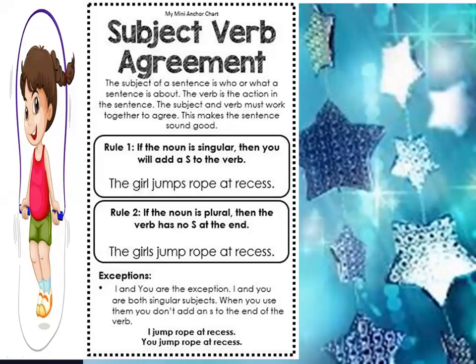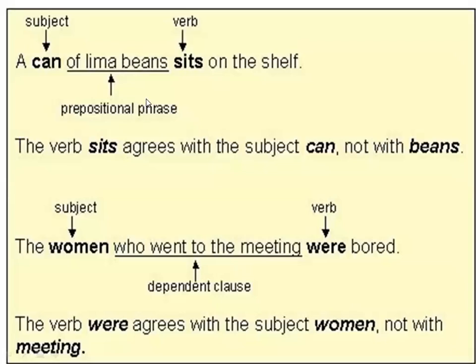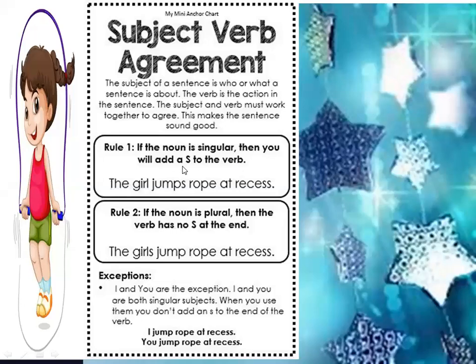Rule number 1 is, if the noun is singular, then you will add an s to the verb, as we have done over here. If the subject is singular, you have to use s with the verb, s or es according to the spelling, you may say. The girl jumps rope at recess. You are using a singular subject here, so you have to use V1 plus s.